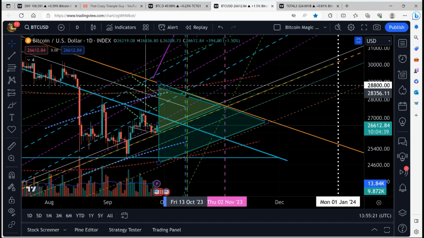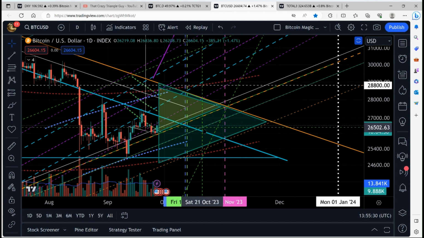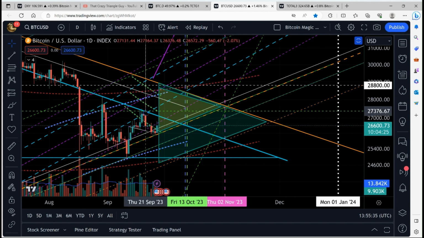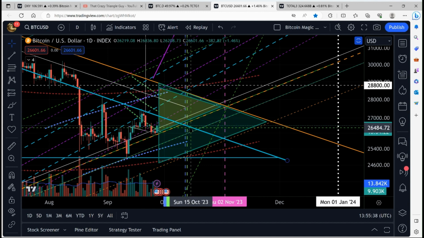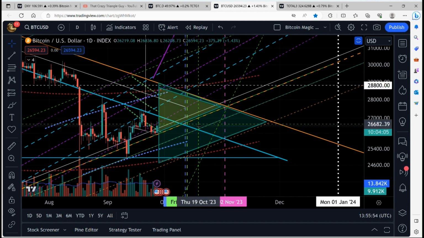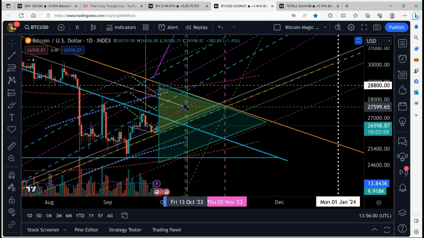Now, if it gets denied, maybe we do head back down to here or here, and also possibly testing the top of this ascending triangle for support. So maybe come back down here around 26 spot, around where we're at. So heading up here into mid-October and possibly coming down if we get rejected, and going to the moon if we get approved.